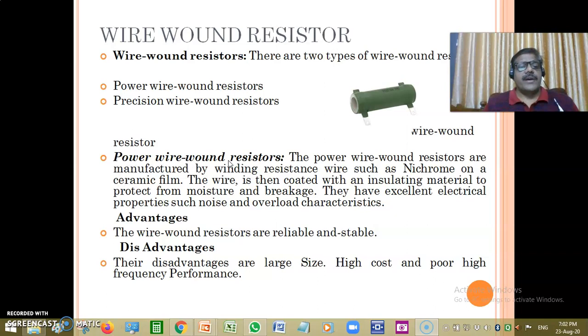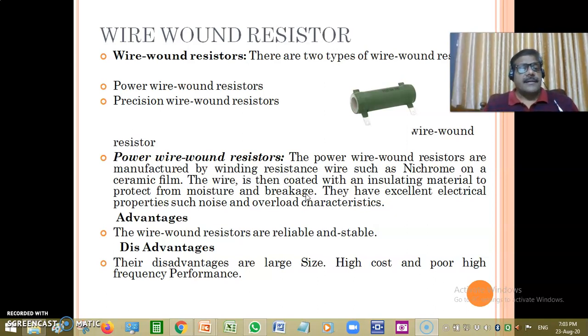Now, what are power wire wound resistors? The power wire wound resistors are manufactured by winding resistance wire such as nichrome on a ceramic former. The wire is then coated with an insulating material to protect from moisture and breakage. They have excellent electrical properties such as noise and overload characteristics. Here, the resistance wire is known as nichrome, and this resistance wire is wound over a ceramic former.